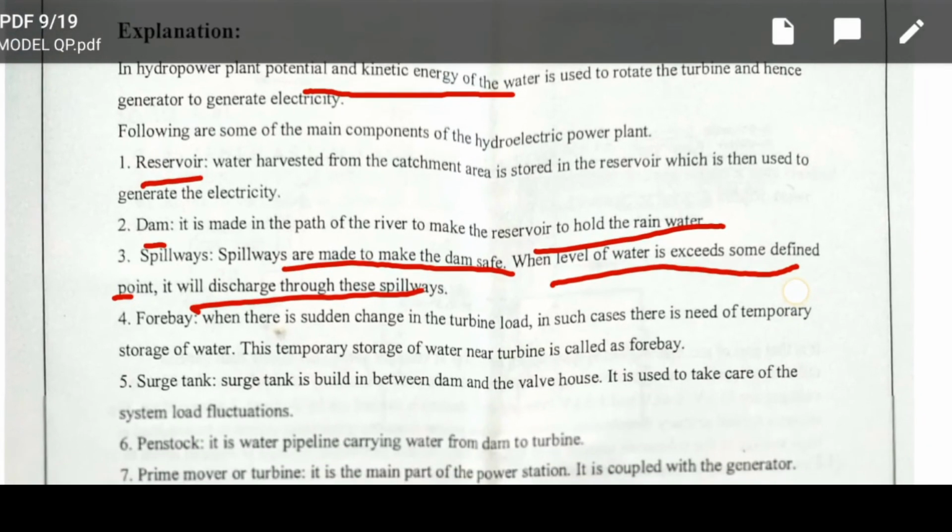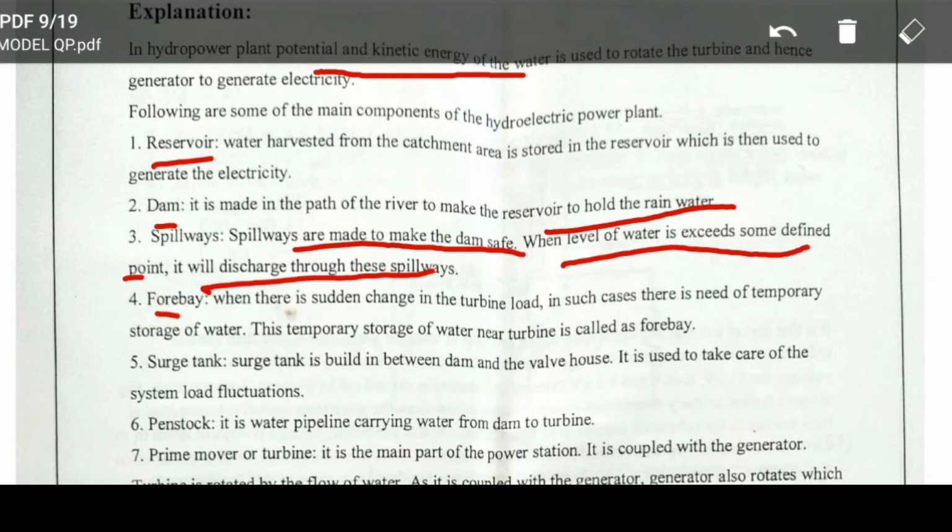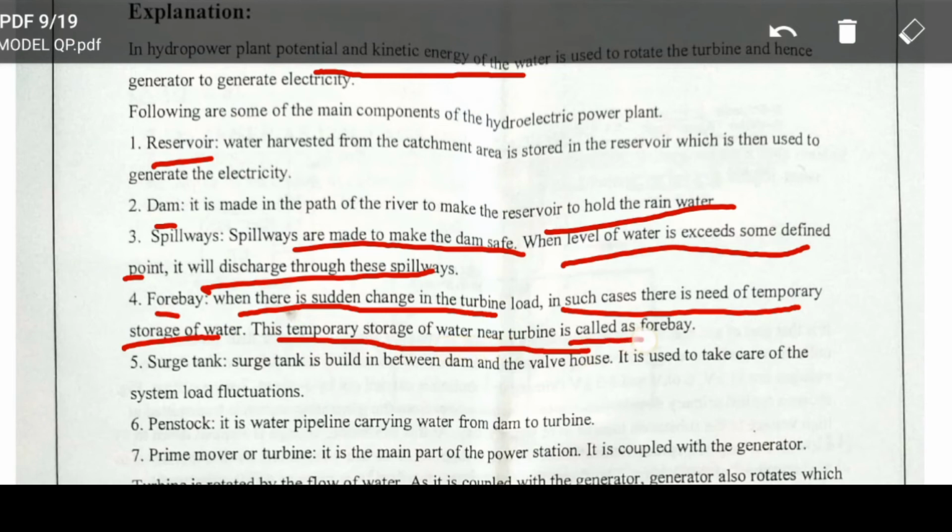Next, forebay. What is forebay? When there is a sudden change in the turbine load, in such cases there is a need for temporary storage of water. This temporary storage of water near the turbine is called the forebay.